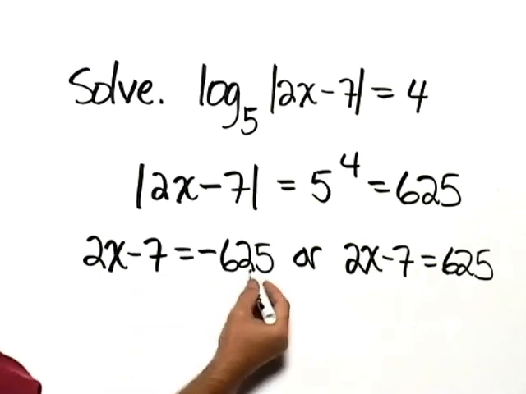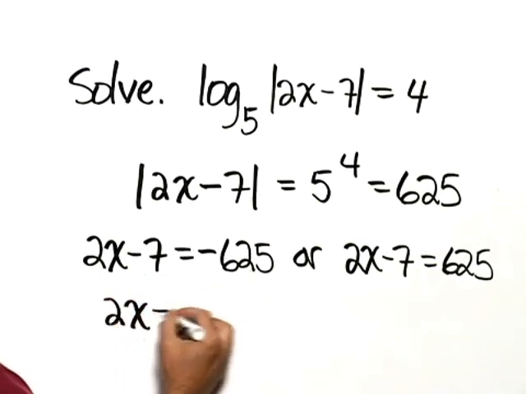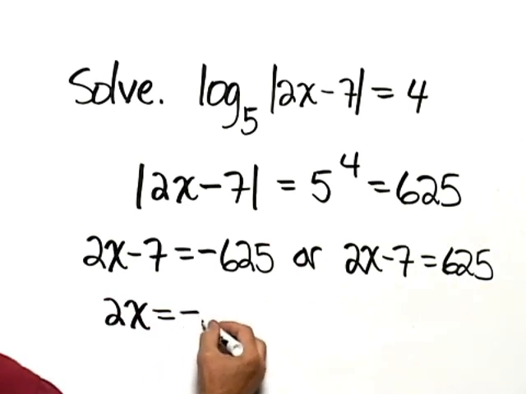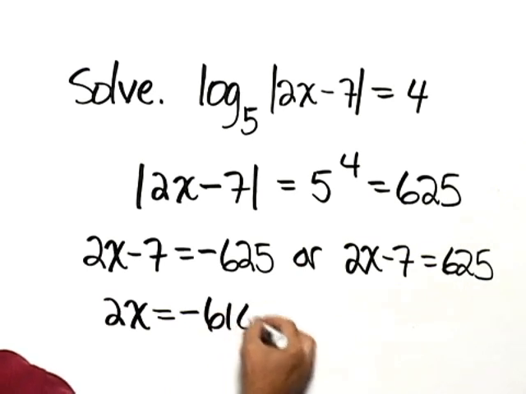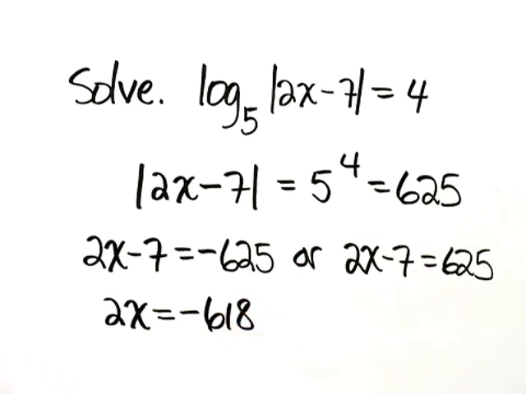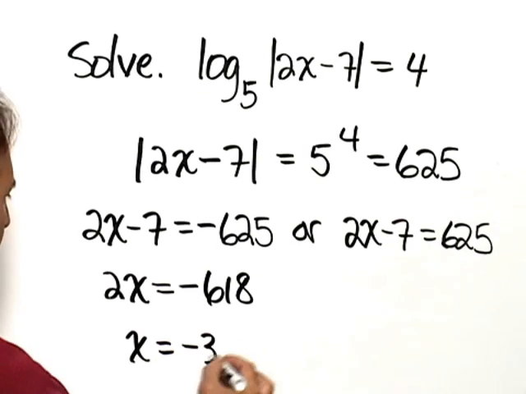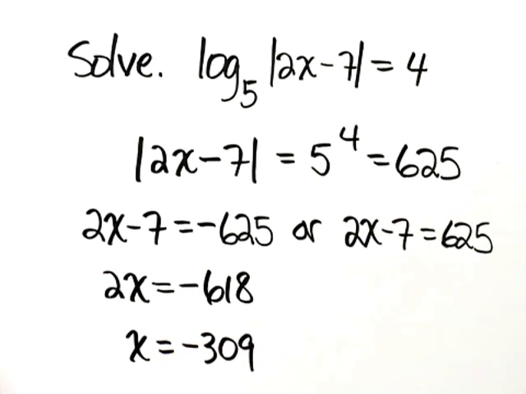We would add 7 to both sides here. So that's going to give us that 2x is equal to negative 618. Divide both sides by 2. x will be equal to negative 309.